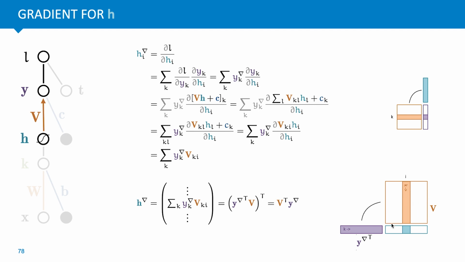And we see from this diagram that if we take the transpose of y nabla and multiply it by V, we get a row vector with all the values that we want. Since we need a column vector, we then transpose again. And cleaning that up, we see that what we're actually interested in computing is the multiplication of the transpose of V with this vector of gradients for y.